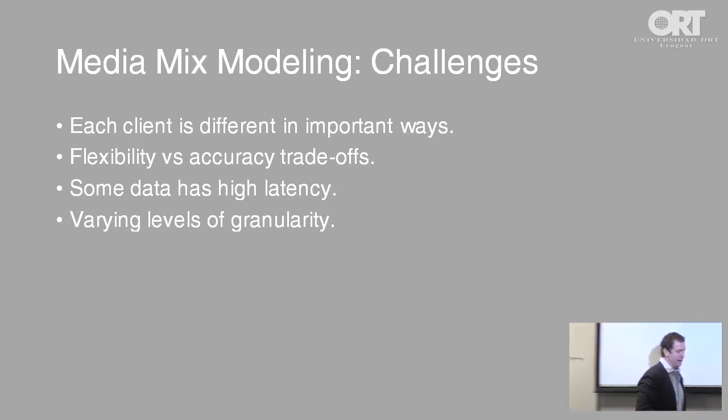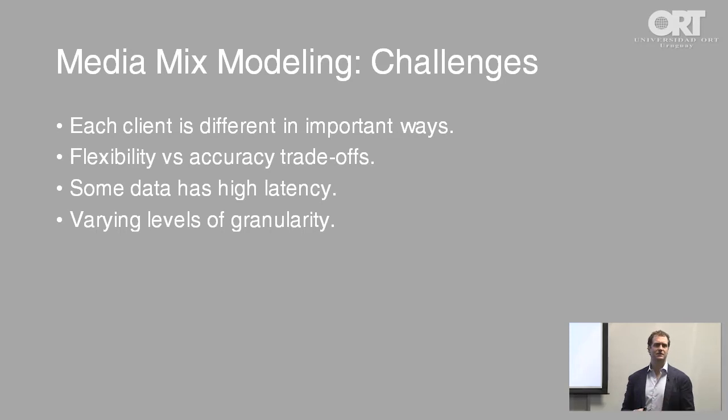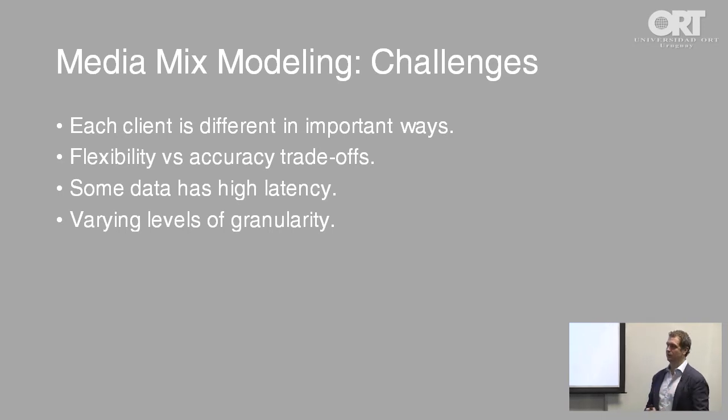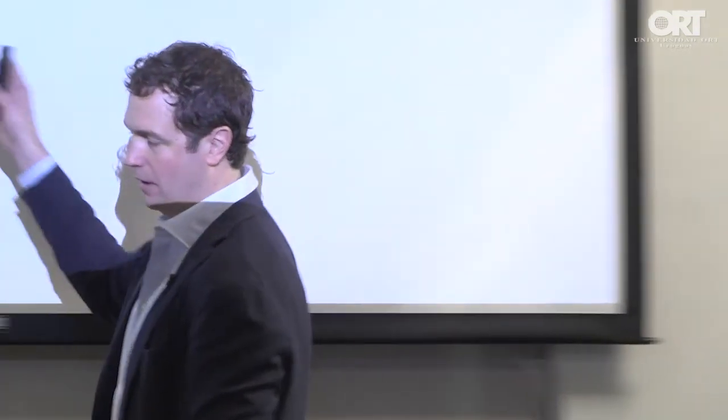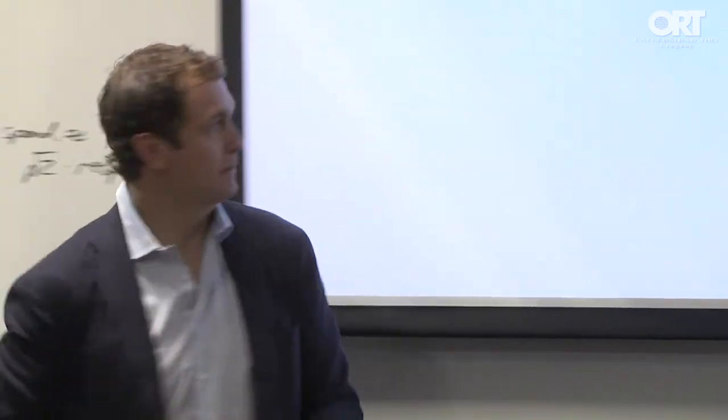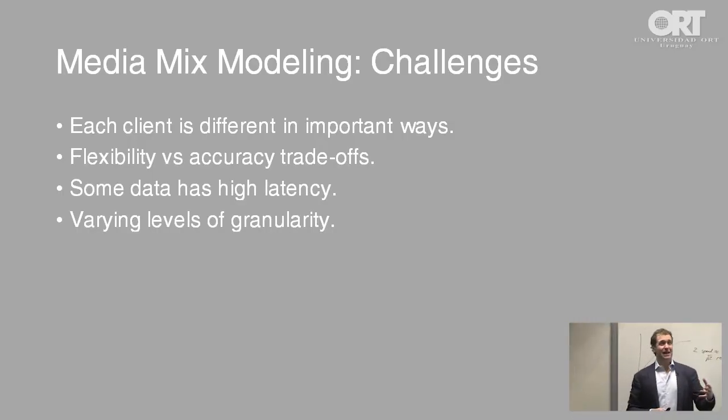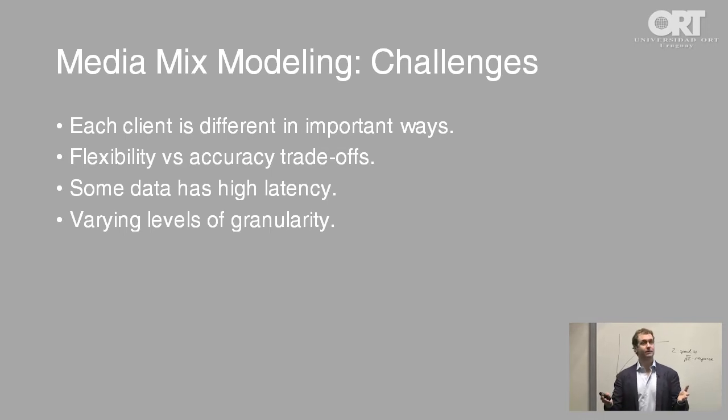So for media mix modeling, each client is different in important ways. These models tend to be quite custom. There are these flexibility versus accuracy trade-offs. So for the media mix modeling companies, if they want to be flexible and take in all sorts of data, one client is doing billboards, another client is doing bus ads, and another client is just doing digital. If you want one piece of software to give you a model for all of those, it is going to be very hard to have the most accurate model. And so that's one thing that we see in the media mix modeling world. Some of the data may have very high latency, so it might be old, basically.